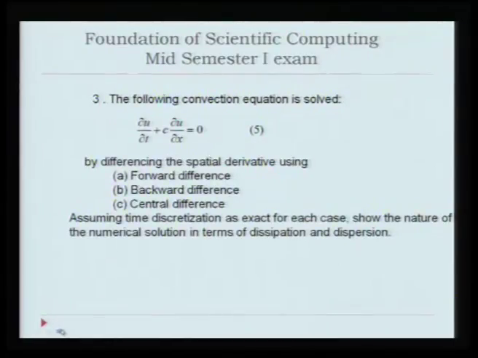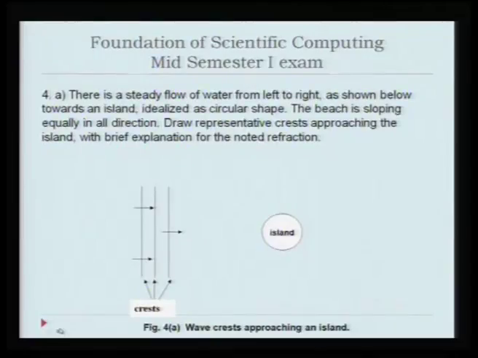So the question that is asked is, if you solve equation 5 by discretizing the spatial derivative by forward difference, backward difference, and central difference, what is the kind of numerical solution that you would be getting? And your input is required to tell what kind of numerical dissipation or numerical dispersion comes through in these 3 particular variants of the solution. This is question number 4a.